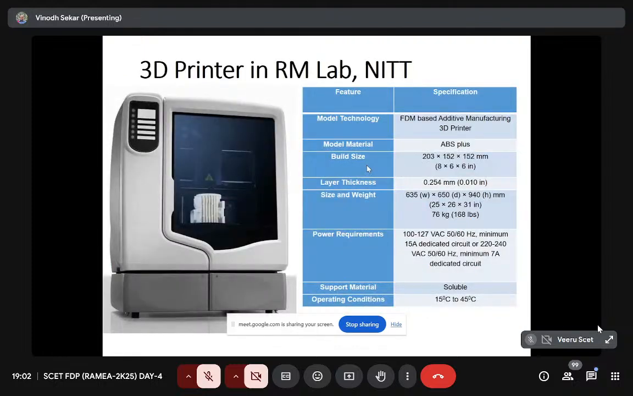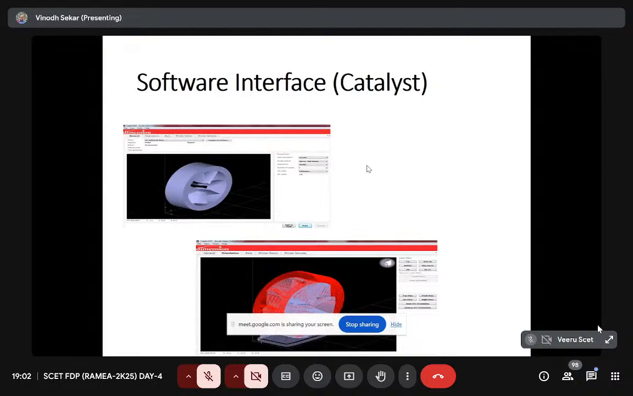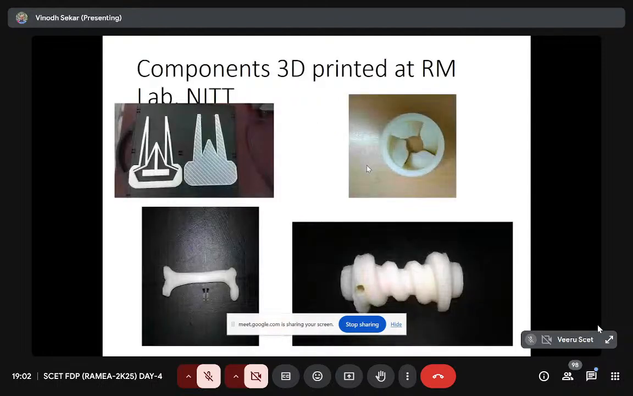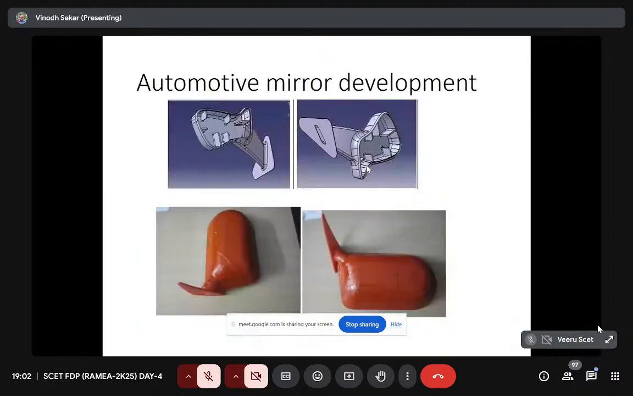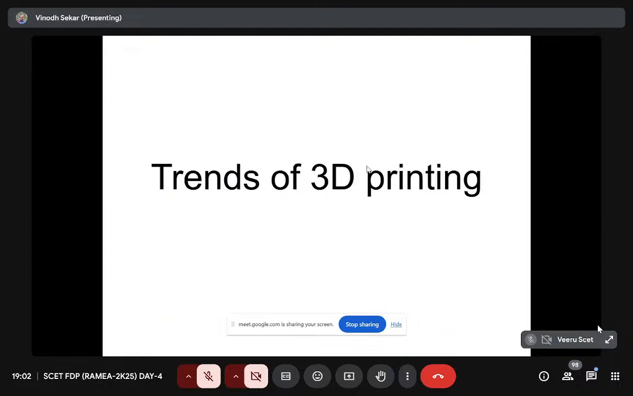This is the additive manufacturing facility we have in our lab and in our department. It's an FDM based machine, and the build size, layer thickness and other parameters are shown, and these are some of the software interface wherein we could understand that the generation of the support structures is also very essential, and we have to generate the support structures in line with the requirements. And these are some of the components being fabricated in our lab from an automotive perspective, unlike in medical applications. And we worked on an automotive mirror development project and so on.